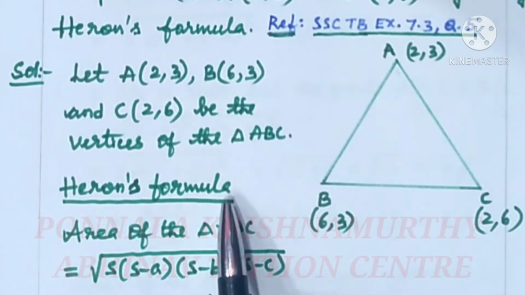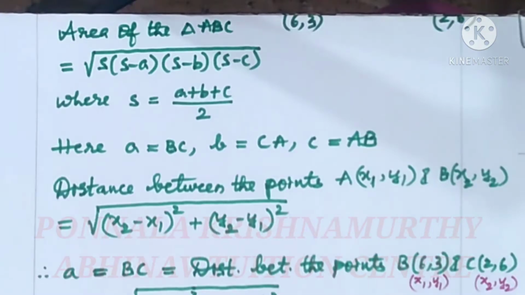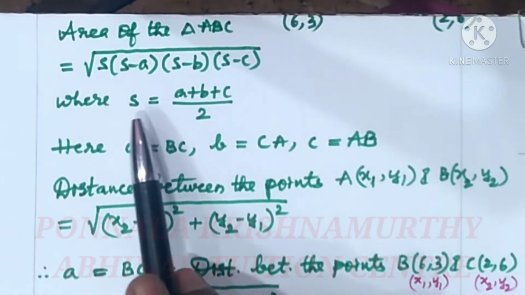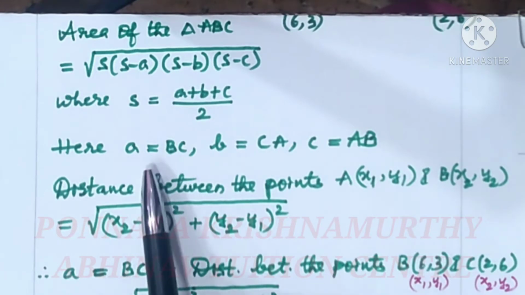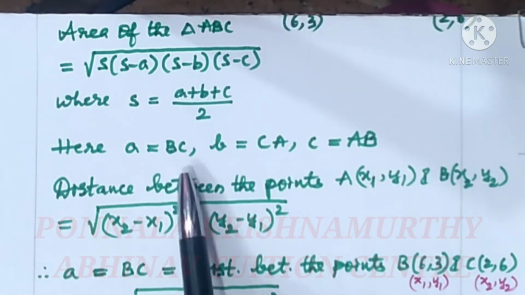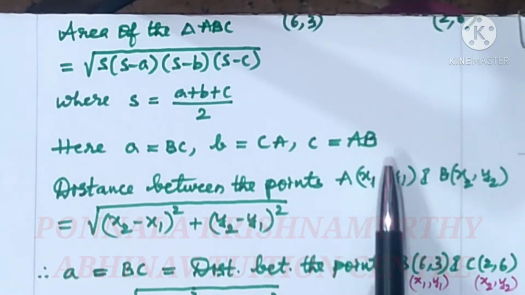Heron's formula: area of the triangle ABC is equal to under root S into (S minus a) into (S minus b) into (S minus c), where S is equal to (a plus b plus c) by 2. Here small a equal to BC, small b equal to CA, small c equal to AB.